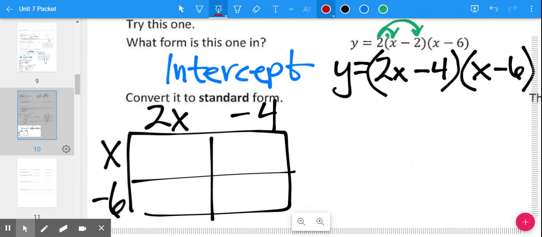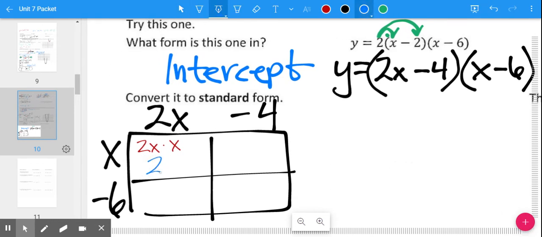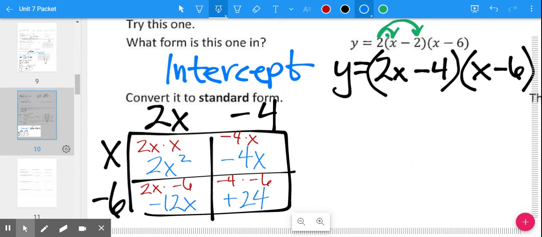So in the top left box, it's where 2x and x come together. 2x times x is 2x squared. Top right box is where negative 4 and x come together. So negative 4 times x is negative 4x. Bottom left is where 2x and negative 6 come together. 2x times negative 6 is negative 12x. And the last box is where negative 4 and negative 6 come together, which has a product of 24.